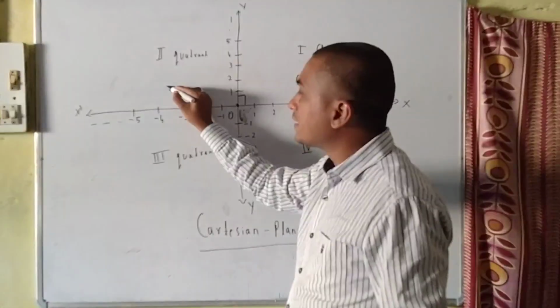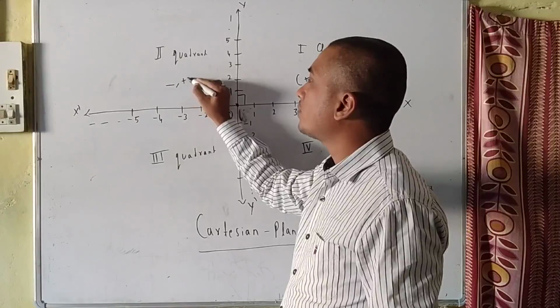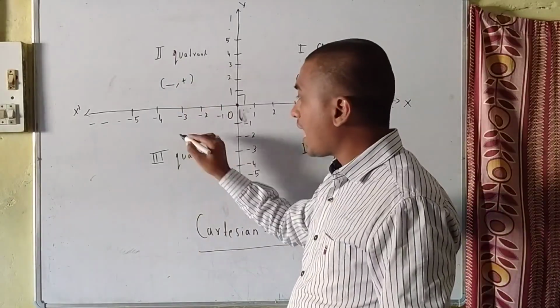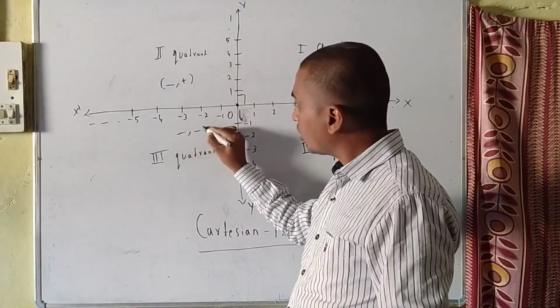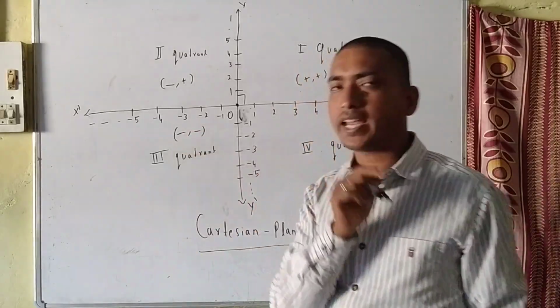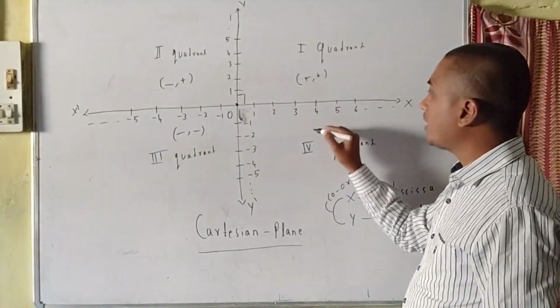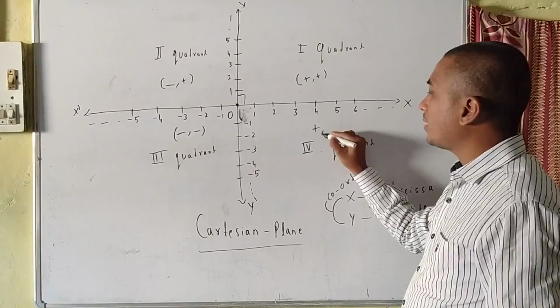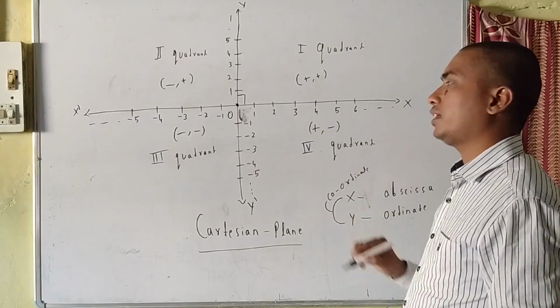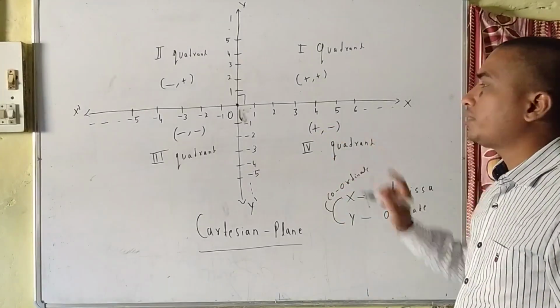Here x is negative and y is positive. Here x is negative and y is also negative, because first we write x, then y. Here x is positive and y is negative. So here it is positive, negative.